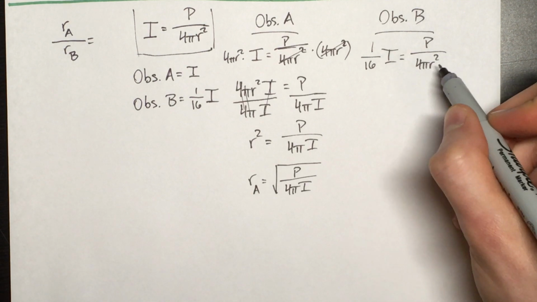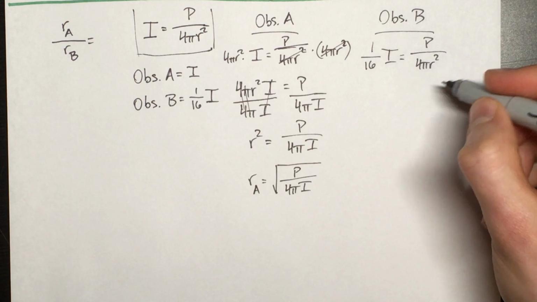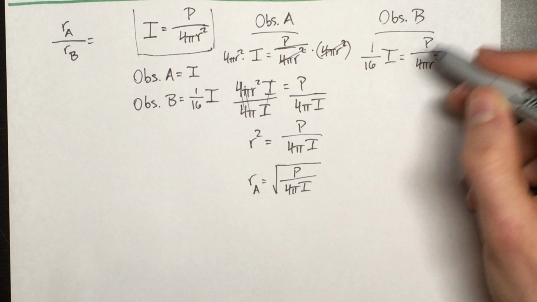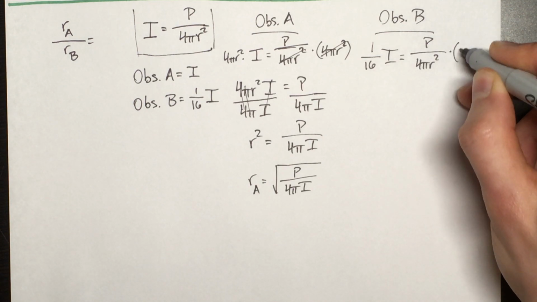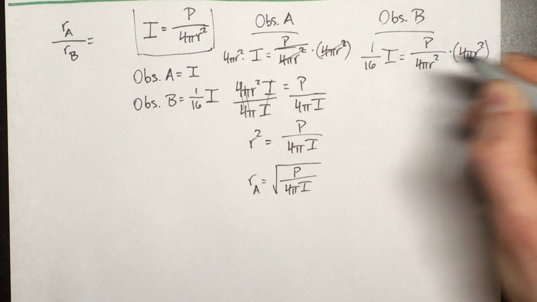So here, again, we want to isolate r. How can we do it? Well, again, we have this fraction here. Let's try to get rid of that a little bit. So let's just, again, just like we did in the other example, multiply both sides by 4 pi r squared.